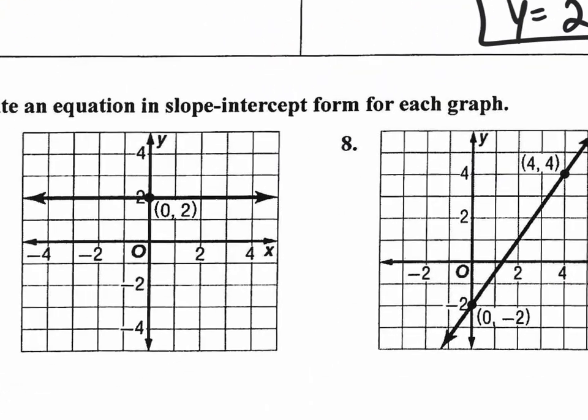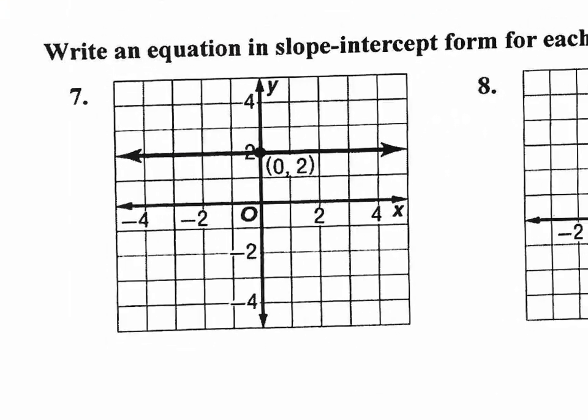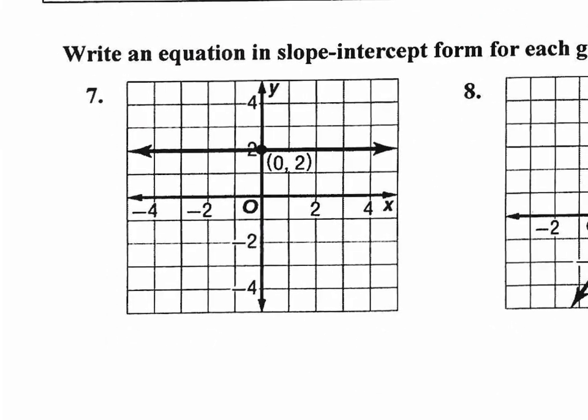Jumping to number 7. Nice. We want to write an equation in slope-intercept form. So on every single one of these, I need a slope and I need a y-intercept. It's really easy to find. What's the slope of this totally flat line? 0. Okay, so the slope is 0. How about the b value? Where does it cross the y-axis? Crosses right here at 2.